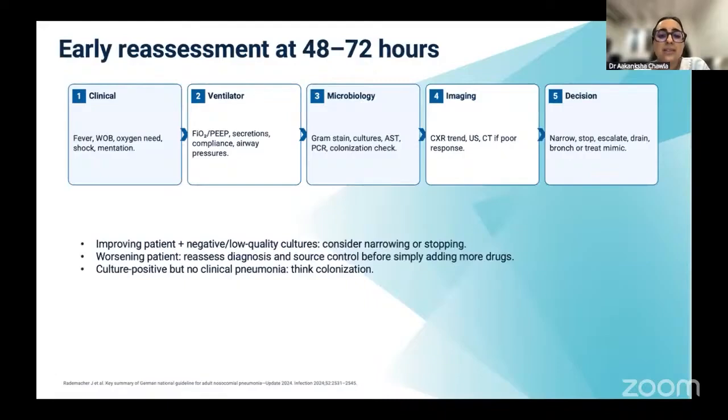So what does your early assessment look like? Your early assessment would be based on clinical parameters. Has your patient's fever started to subside? How's the work of breathing, the oxygen demand, the shock, and the mentation? What are the ventilator requirements? How are the secretions responding? Then what are your cultures and your AST showing you? Do you need to modify treatment at this point? What is your imaging trend showing you? Is that consolidation getting any better? Is it changing or is it persisting? Then accordingly, you decide based on the patient's improvement or deterioration.